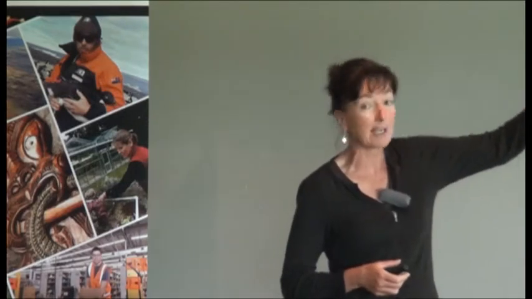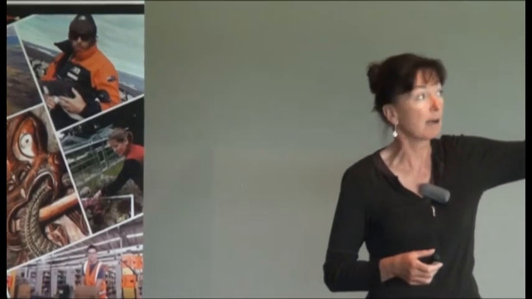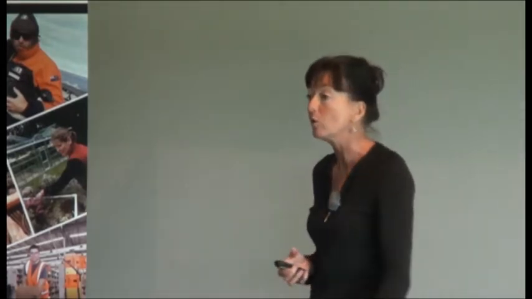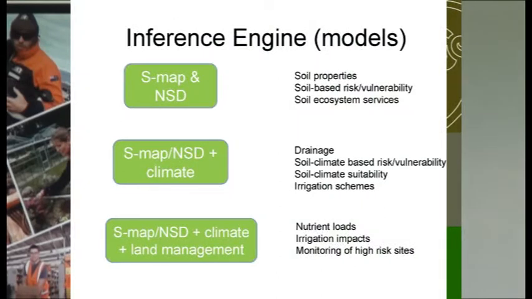The next step is to take the climate and layer that in as well. Then we start getting estimates of the drainage below the soil, soil climate-based risk, vulnerability, suitability for growing different crops, and irrigation schemes. It starts becoming quite useful information for them at that point. And then the next layer is to build in the land management as well. And then we can start calculating the nutrient loads, irrigation impacts, and where the really high risk sites are.